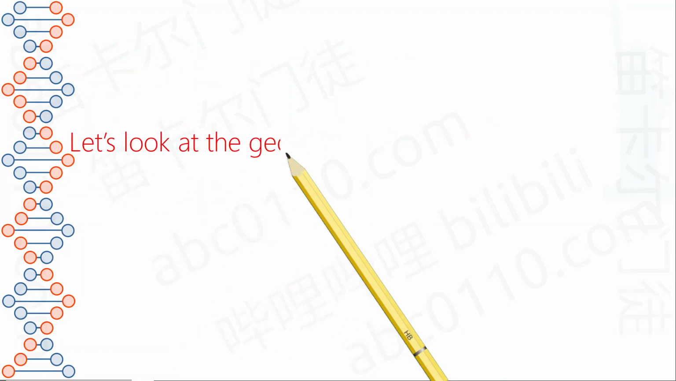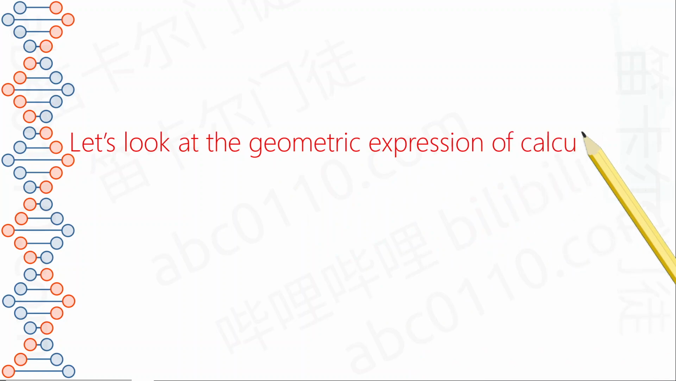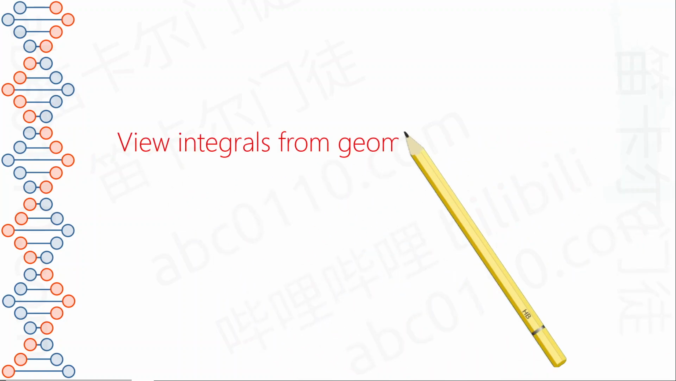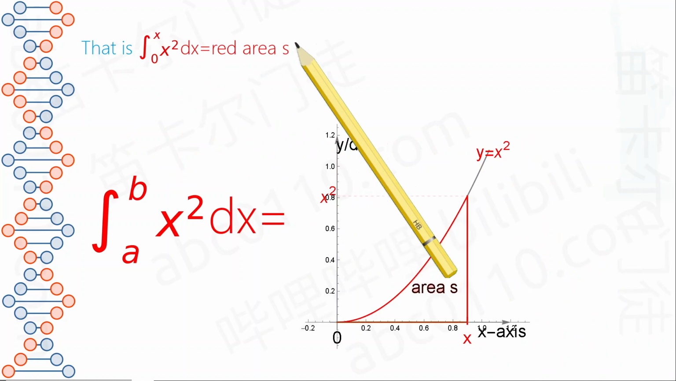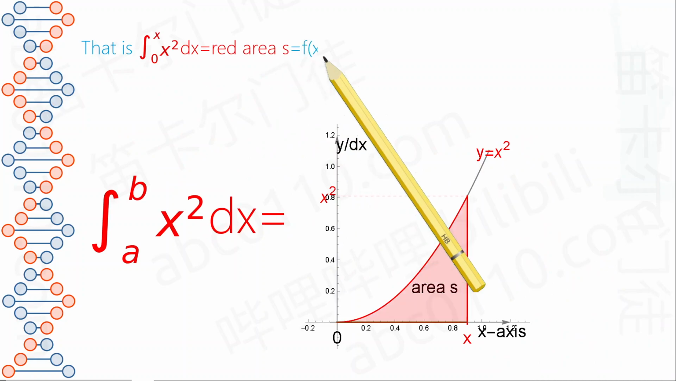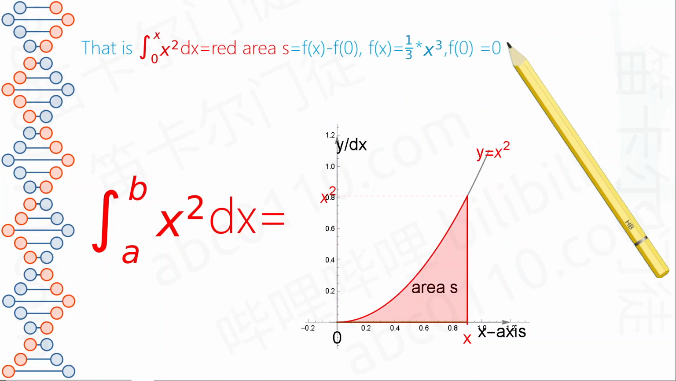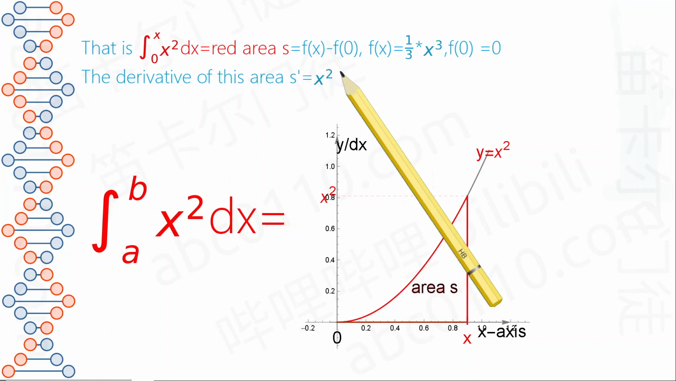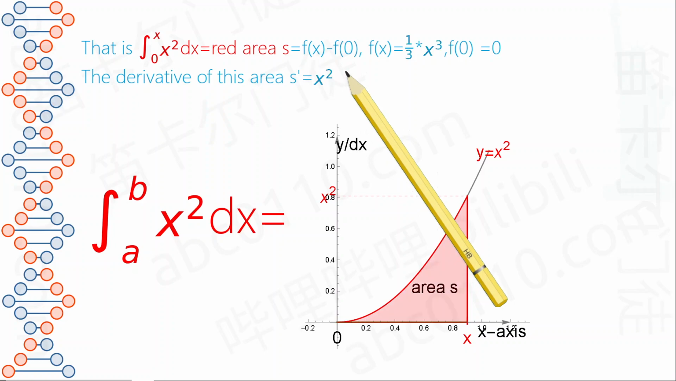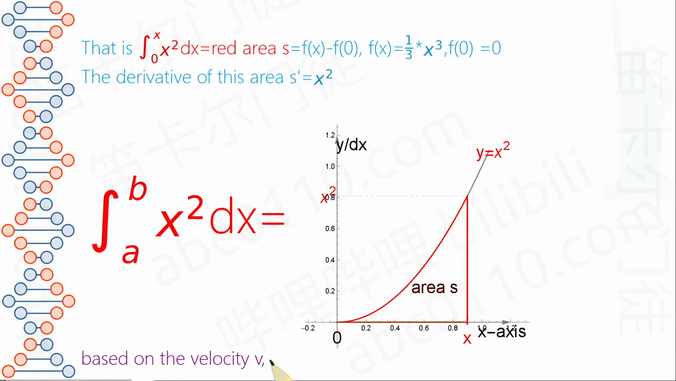Let us look at the geometric expression of calculus. View integrals from geometric diagrams. That is, the integral of x squared dx equals the area S equals f(x) minus f(0). The derivative of this area S equals x squared. Simply put, based on the velocity v, find the displacement in the time period from 0 to x.